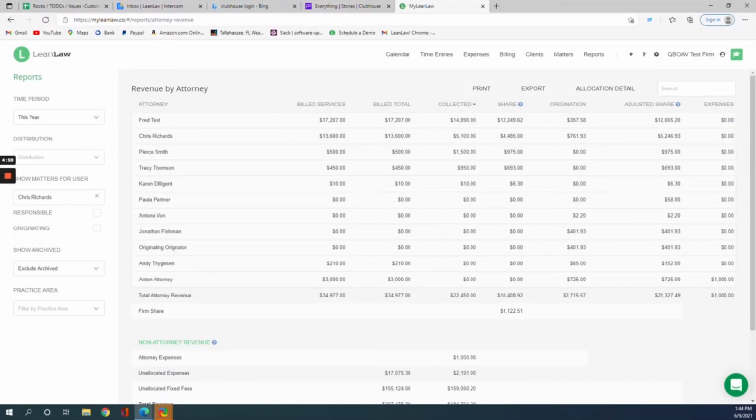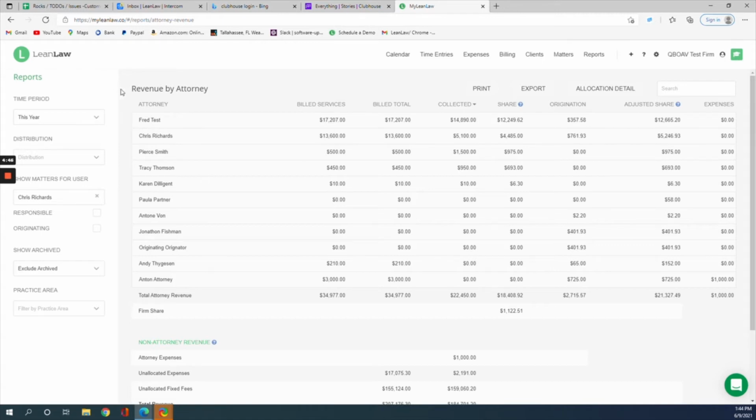Today, we're going to discuss revenue reports in LeanLaw, in particular, the Revenue by Attorney report. We'll take a look at the report, what the columns represent, and what you can do with that data, and then the behind-the-scenes settings that affect these reports.